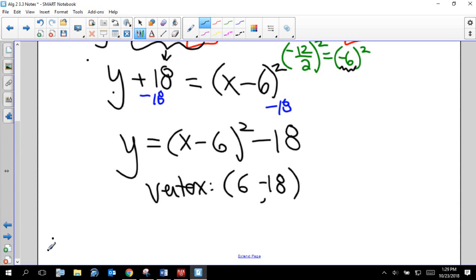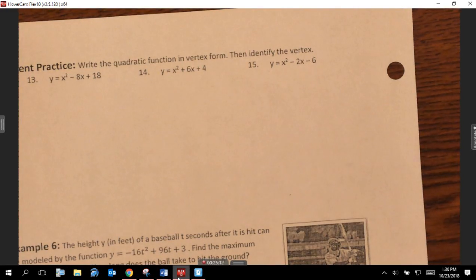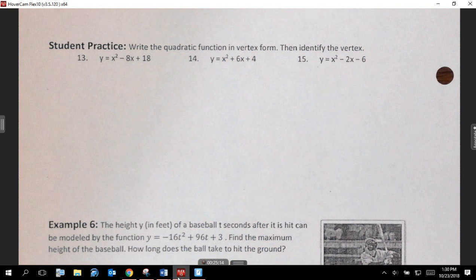Okay, when you're ready, turn the page, and there are 3 of them. I want you to pick 2 of them and try them. There are 3 examples on the next page. I want you to pick 2 of those and try them.